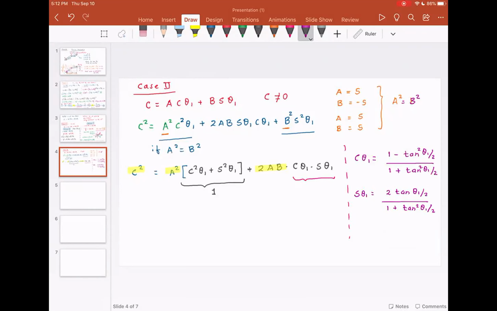So what I need to do now is substitute. C square is equal to A square plus 2AB, and the cosine term is going to become 1 minus tan square theta 1 by 2 divided by 1 plus tan square theta 1 by 2, and then this gets multiplied with 2 tan theta 1 by 2 divided by 1 plus tan square theta 1 by 2.